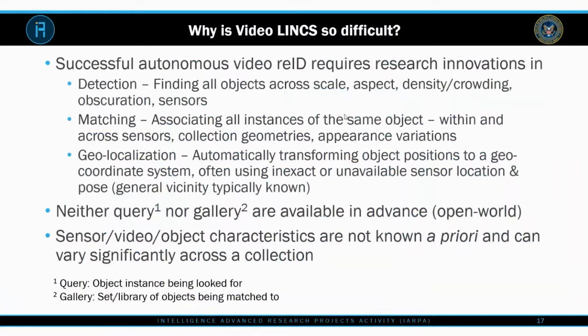Why is video links so difficult? Successful autonomous video re-ID requires research innovations in detection, finding all objects across scale, aspect, density, crowding, obscuration, sensors, matching, associating all instances of the same object within and across sensors, collection geometries, appearance variations, and geolocalization, to automatically transform object positions to a geo-coordinate system, often using inexact or unavailable sensor location and pose. The general vicinity is typically known.